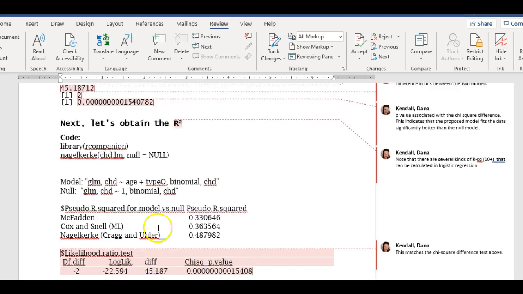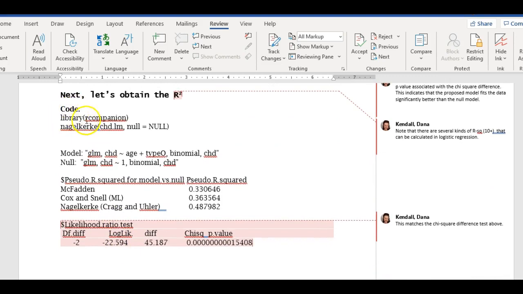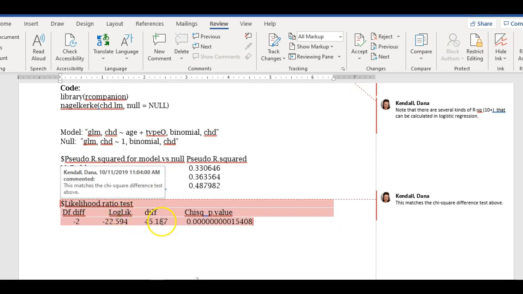And by the way, I went to all this trouble to do this code for the chi-square test, but our companion package is really cool. It gives us all these R-squared. Hopefully the clients or the reviewers will want to know one of these three. If it's a different one, you can always Google. But this chi-square difference test is right here. So the log likelihood has this value here, and the difference between the log likelihoods, and then the chi-square that goes with it.